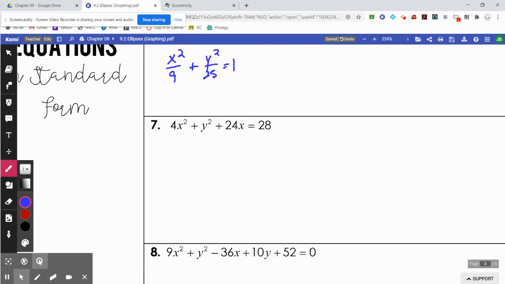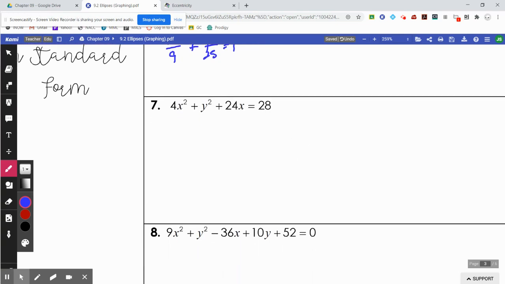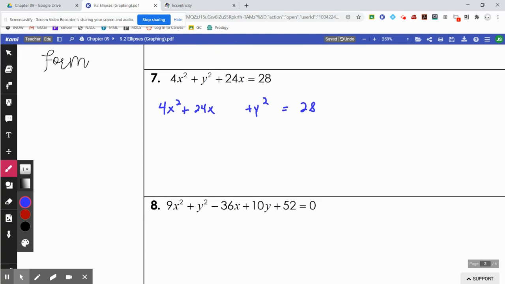Okay, number 7 is a little bit different. You notice you have x squareds mixed with x's, and you do it just like you did with circles. We're going to group our x squareds with any x's, and we're going to leave a blank. We're going to group y squareds with any y's. We don't have any y's, so we're going to leave that out, and we're going to move our constant to the other side the same way we did with circles. Now, here's the only difference. If there's a number out front, it must be factored before you complete the square. So let's factor the 4 out of both of those terms.